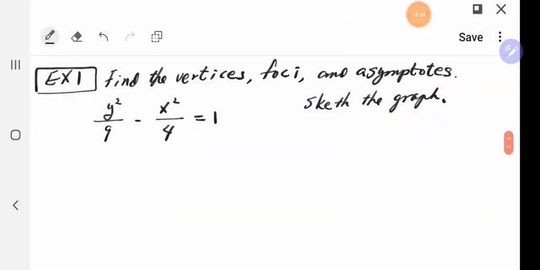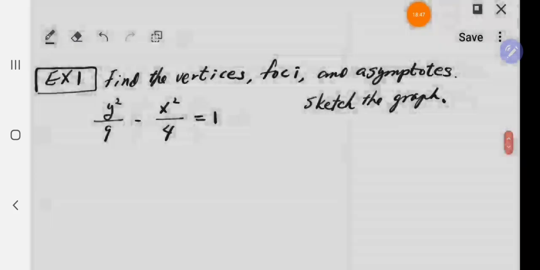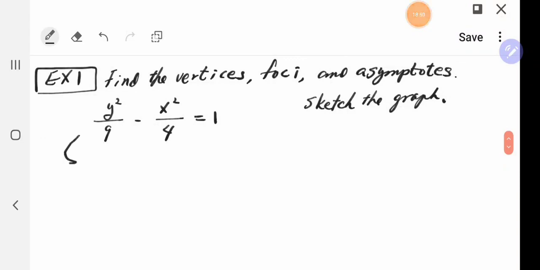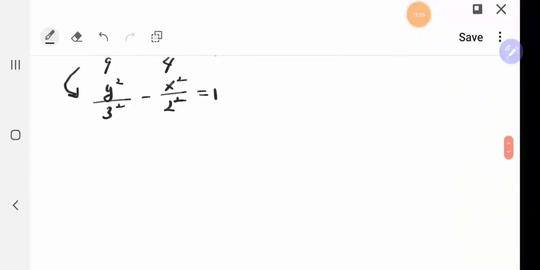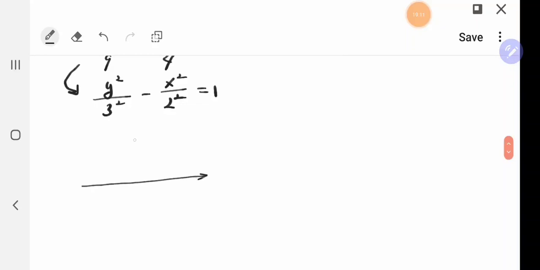Example 1. Let's find the vertices, foci, and the asymptotes of this hyperbola equation. And also we will sketch the graph. So let's rewrite this equation so that the denominator is written as a square. So 3 squared minus x squared over 2 squared is equal to 1. As you see, the y squared comes first, so the shape of the graph is up and down, concave up and concave down.